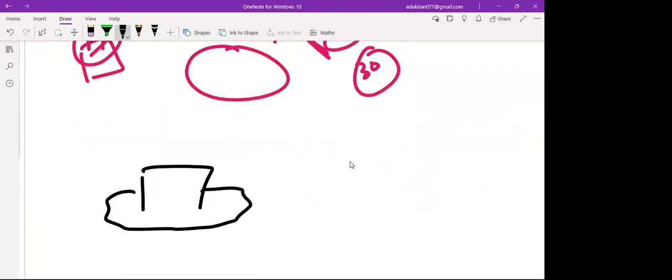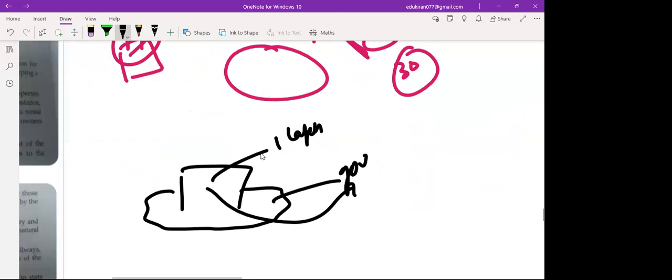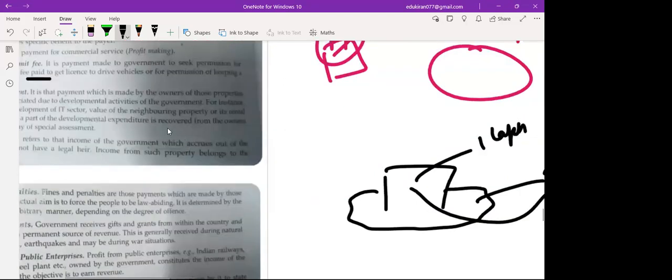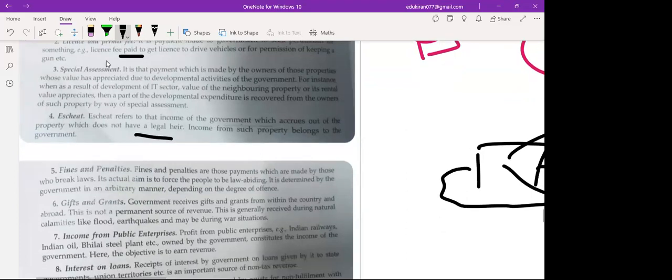So for example, you made a house on this property, right? Later on, the government issued a notice to you that this property belongs to the government. You spent the money here, for example, 1 lakh rupees, but this automatically goes to the government. So this is called escheat. Clear? Whatever benefit the government is getting is special assessment. Then escheat refers to income of the government which arises out of property which does not have a legal heir. So that property belongs to the government. Then fines and penalties.